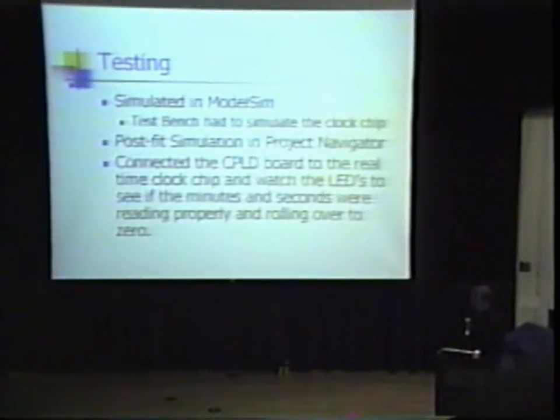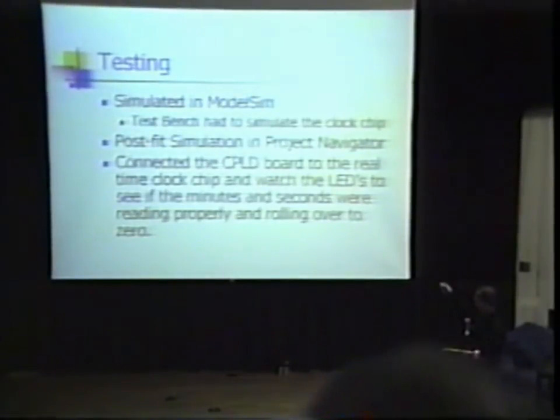The testing that was done on this project was all done for the implementation of the read operation circuit. It was first simulated in ModelSim, and a test bench needed to be created that tested the read operation code. The test bench had to simulate the clock chip, which was very, very challenging. The next simulation was a post-fit simulation in Project Navigator.